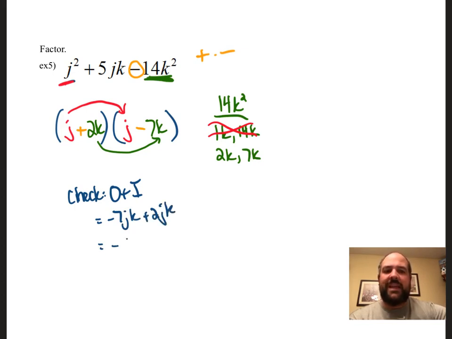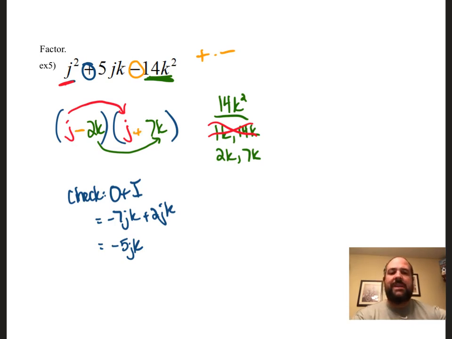That gives me negative 5JK. We don't want negative 5JK, we want positive 5JK. So this is the problem we ran into last time. We said if we get the wrong sign, but we have the right number, we're actually going to change these signs up. So we're going to change this and this from a plus and then a minus to a minus and then a plus.